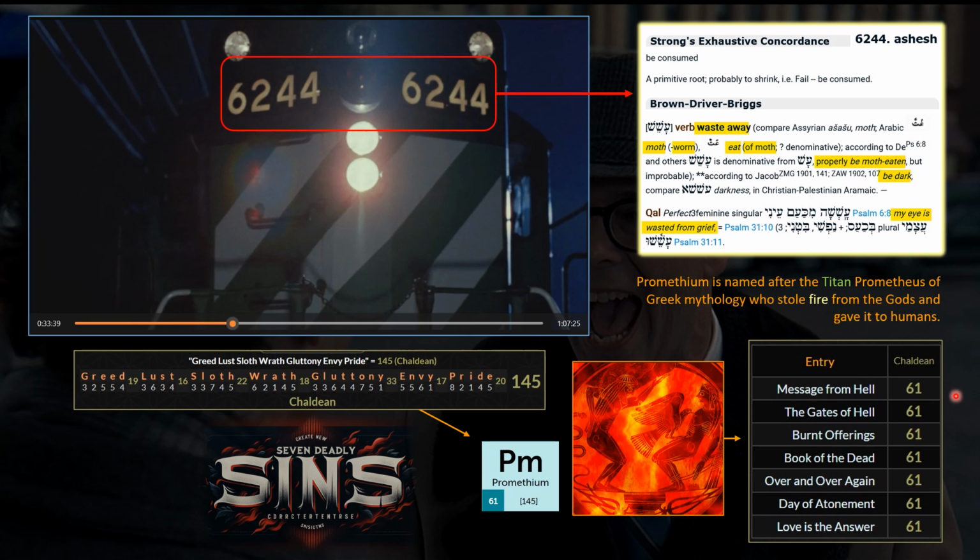61, promethium, is the 61st element on the periodic table. We break that down with the Chaldean cipher to get some further insight, and we see that 61 matches the words message from hell, the gates of hell, burnt offerings, book of the dead, over and over again, day of atonement, and love is the answer. And we can see here on the artwork from the Royal Society of Chemistry the hellish imagery of promethium going through his torture and having, I believe, his liver eaten out by an eagle.